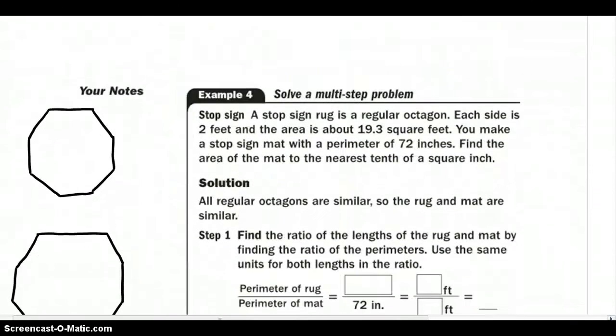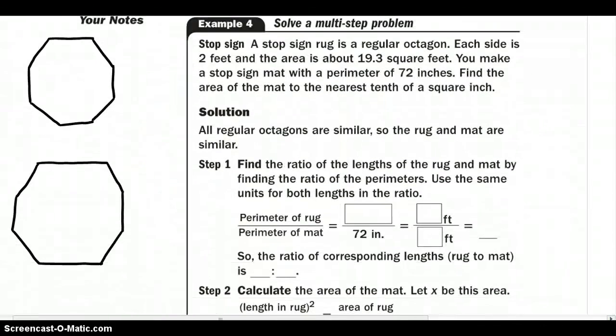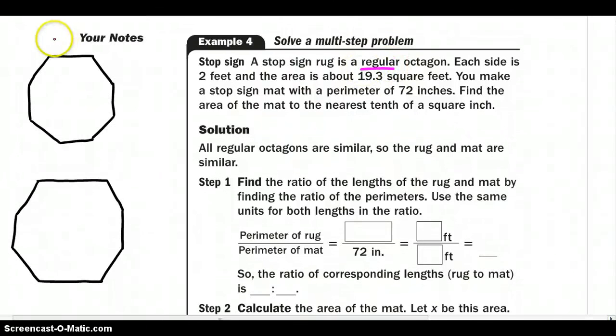Moving on to our last example. We have stop sign rugs that are regular octagons. Each side is 2 feet. So 2 feet. And the area is about 19.3 feet squared.